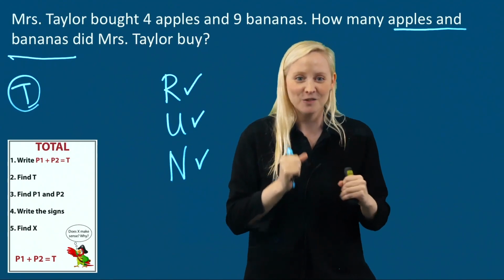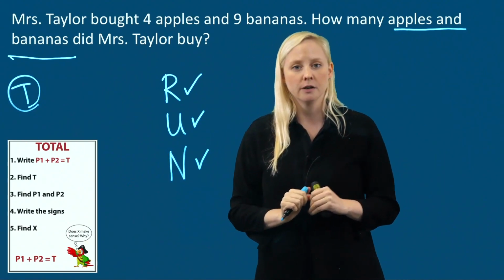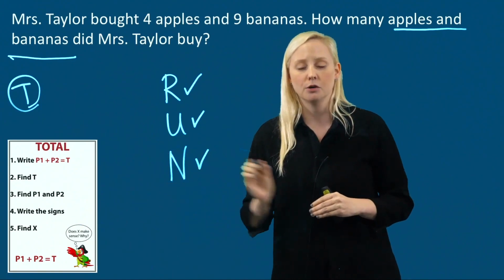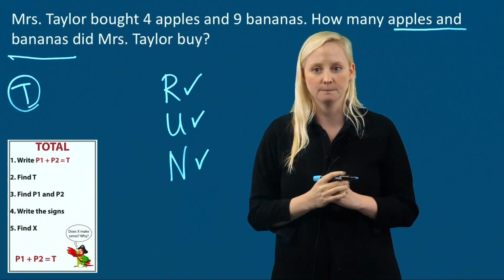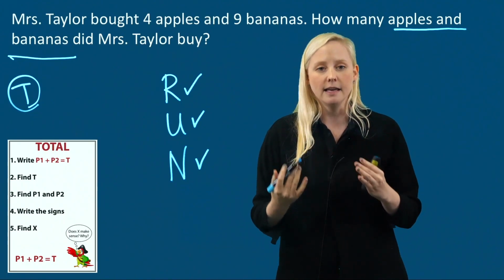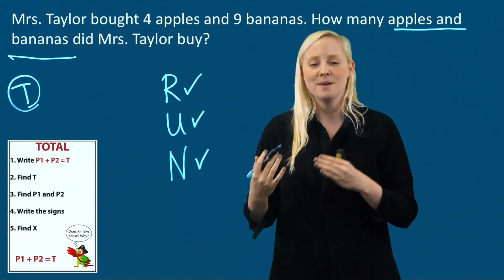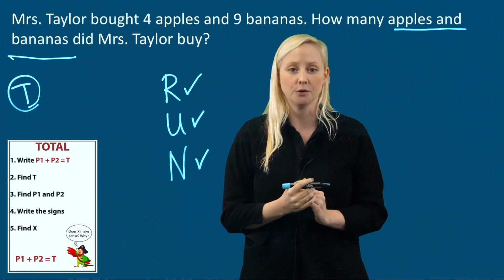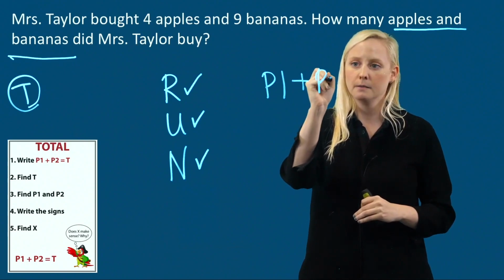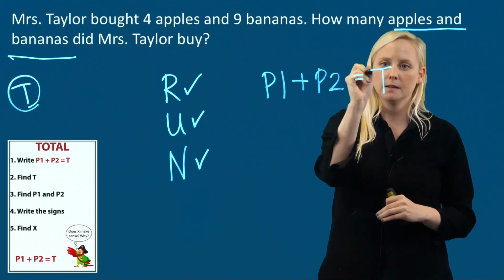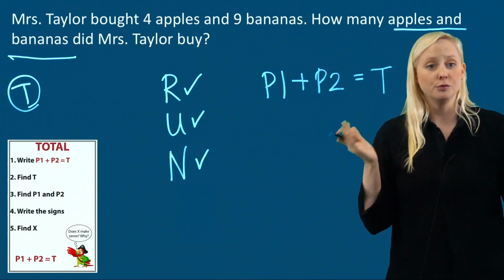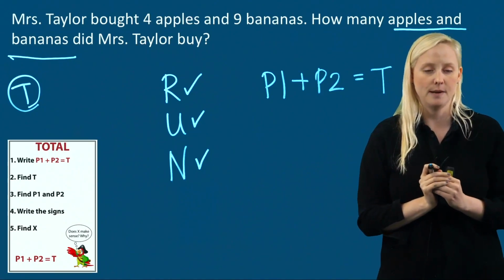Now that we have run through the problem, we're going to use our total poster. Once we identify the problem as belonging to the total schema, we follow the exact same total poster to help us come up with our solution. Step 1 says write P1 plus P2 is the same as T. Again, P1 stands for part 1, P2 stands for part 2, and T stands for the total. So I'm going to go ahead and do that right now. P1, or part 1, plus P2, or part 2, is the same as the total. Step 2 says find T. Now sometimes you know the total, and sometimes the total is missing information.